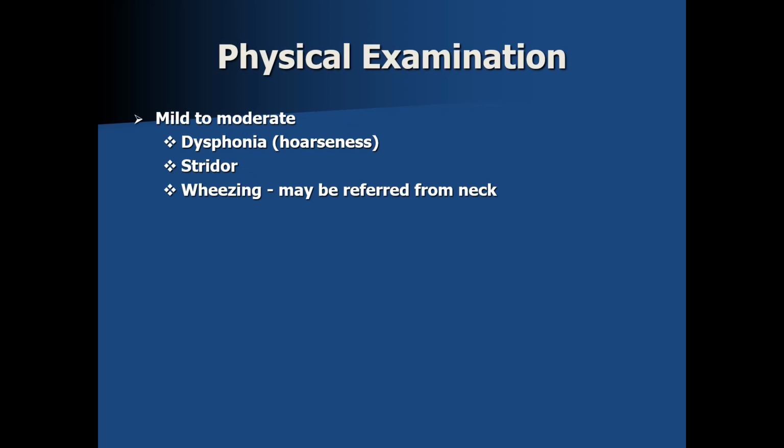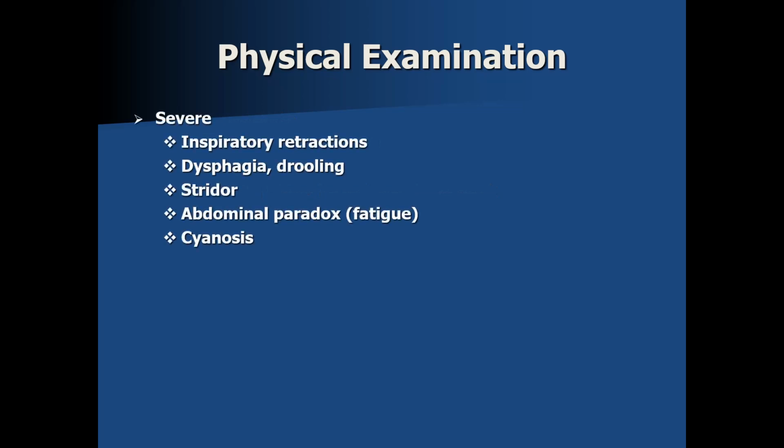Physical findings in upper airway obstruction may include mild to moderate dysphonia, that is hoarseness, possibly stridor, and maybe wheezing that is referred to the periphery from the neck. Always listen at the neck to see if the sound isn't originating from there.